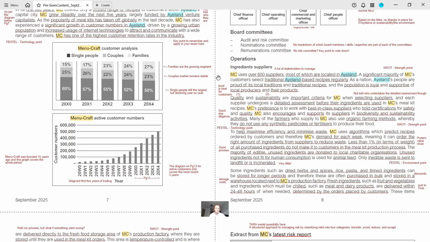Many of the farmers, so another stakeholder group for you to get down there, who actually supply to MenuCraft also use organic farming methods whereby they do not use any synthetic pesticides or fertilizers to produce their food. So again, more strength points for you to refer back to from a SWOT analysis point of view. Some really good background due diligence when analysing the suppliers.